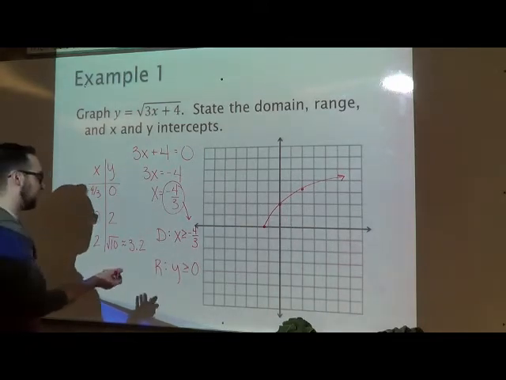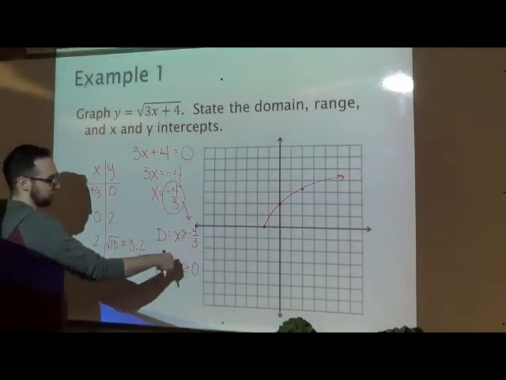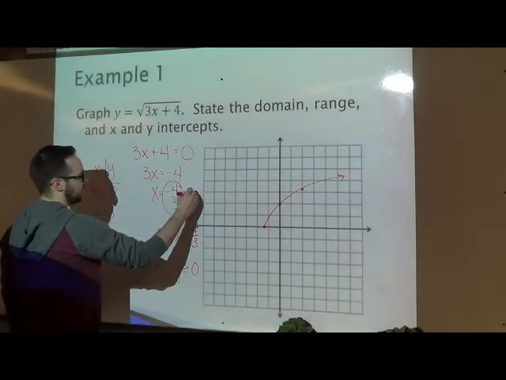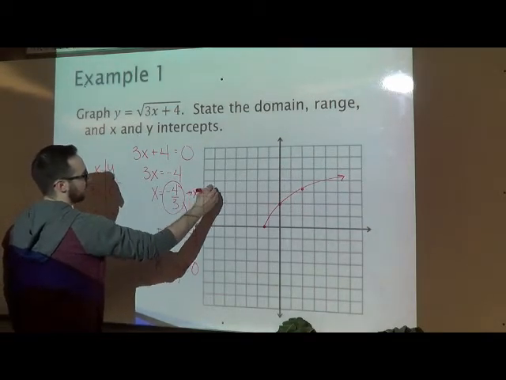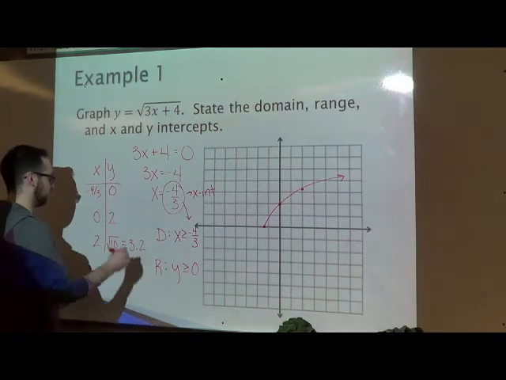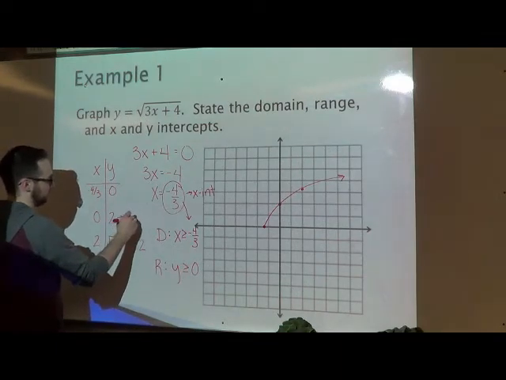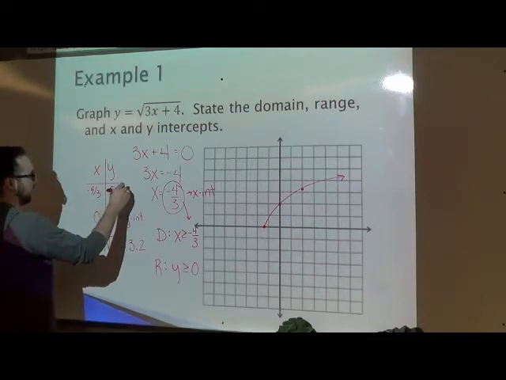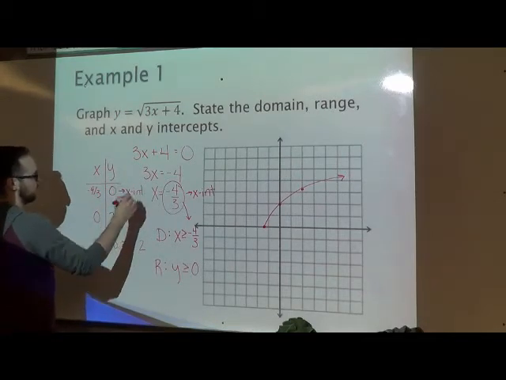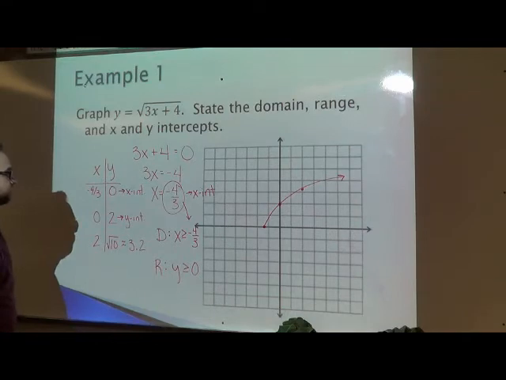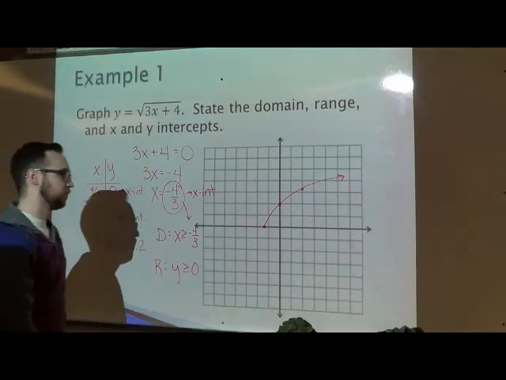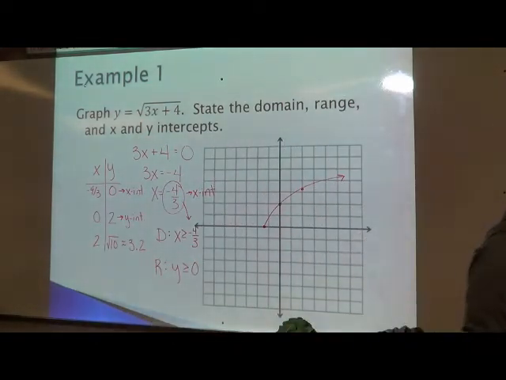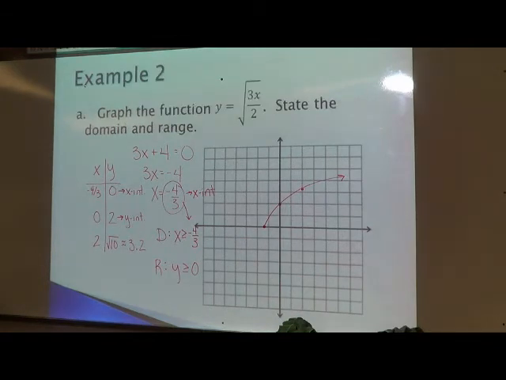So my x-intercept was at negative 4/3, so that's also my x-intercept. And my y-intercept was at 2, so this is my y-intercept. And you can see on the graph, y-intercept when x is 0, x-intercept when y is 0. So let's go ahead and look at another one of these.